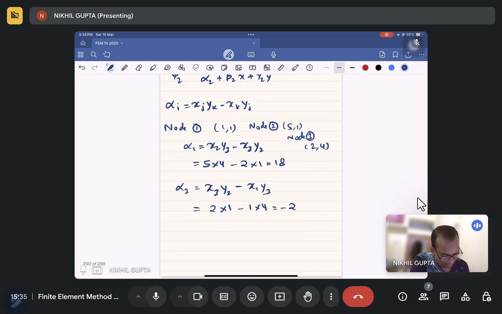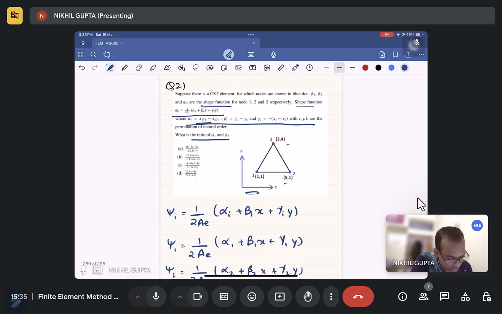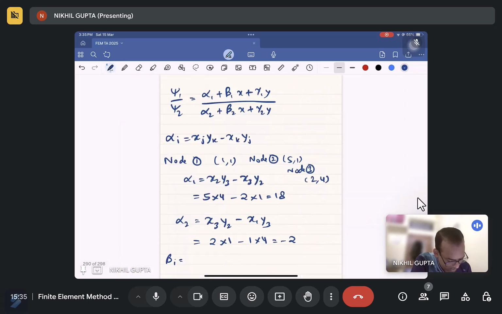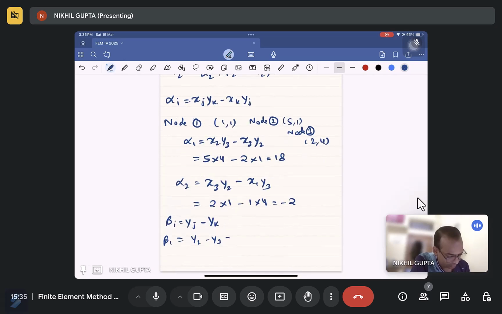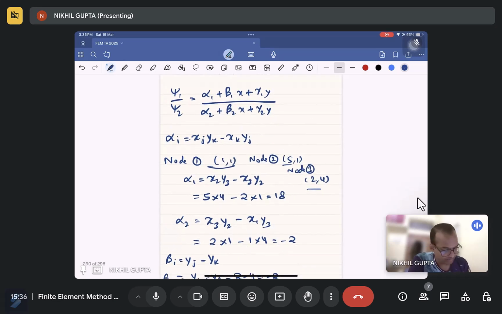Let's calculate the value of beta now. Beta I is given as yj minus yk. So beta 1 will be y2 minus y3. It will come out to be 2 minus 4, which is minus 2. I'm using these coordinates only. And beta 2 will be y3 minus y1, which will be 4 minus 1, which is 3. So now we have alpha also, we have beta also. Let's calculate gamma now.